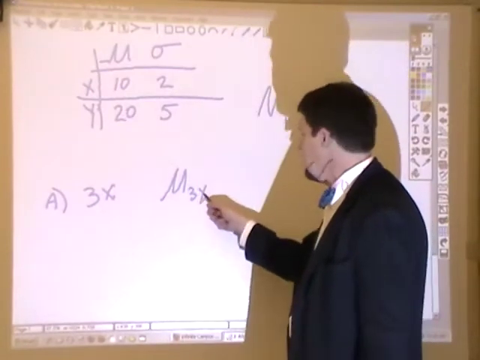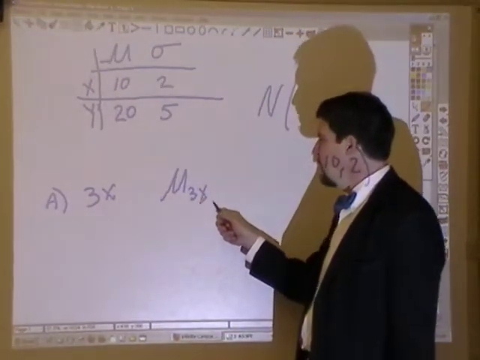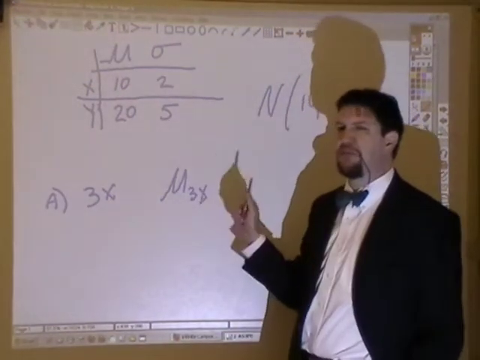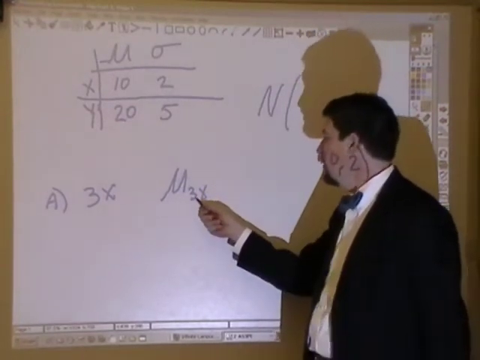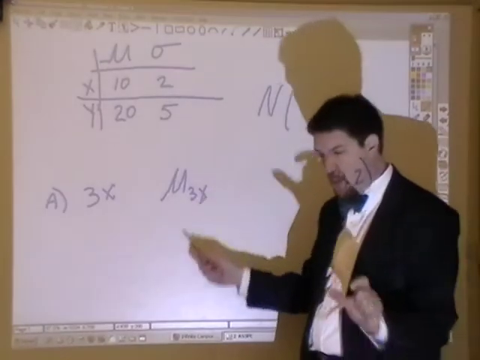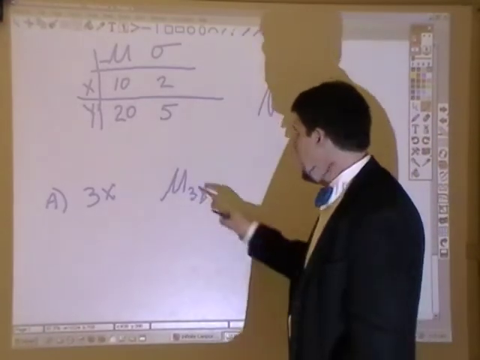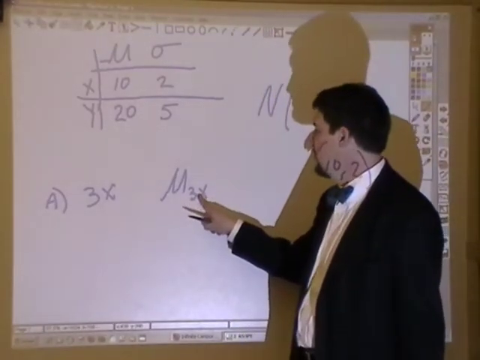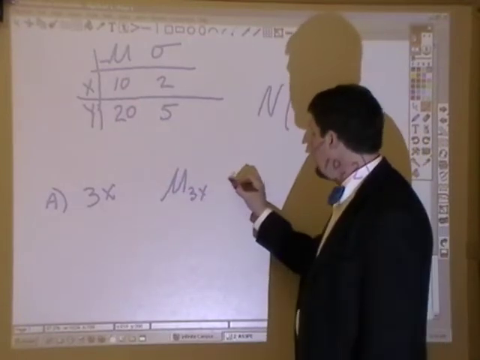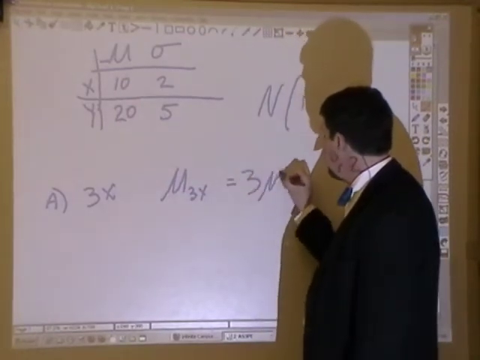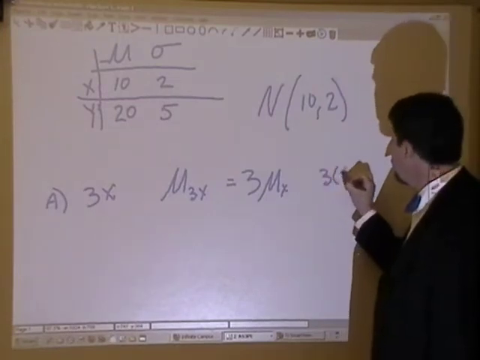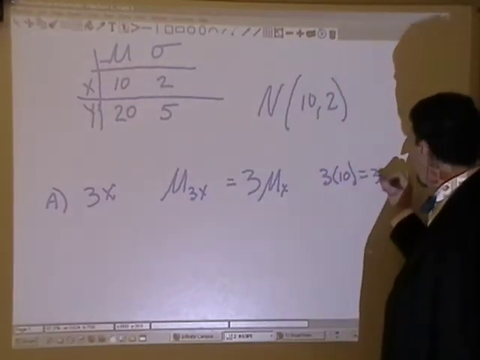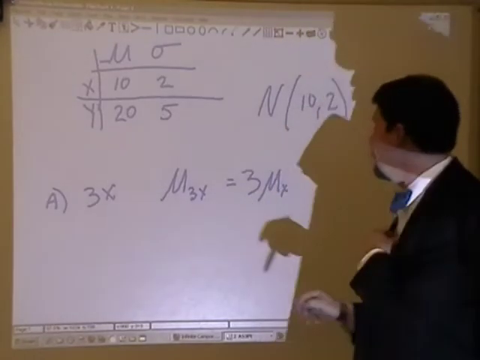We're taking a look at the mean, and we ask: is the mean affected by this multiplication? Going back to what we said about the distribution, is the mean affected by the multiplication of the distribution? The answer is yes. So this is 3 times the mean of x. Our mean happens to be 10, so this is 3 times 10, or 30. Yes, it is that simple.